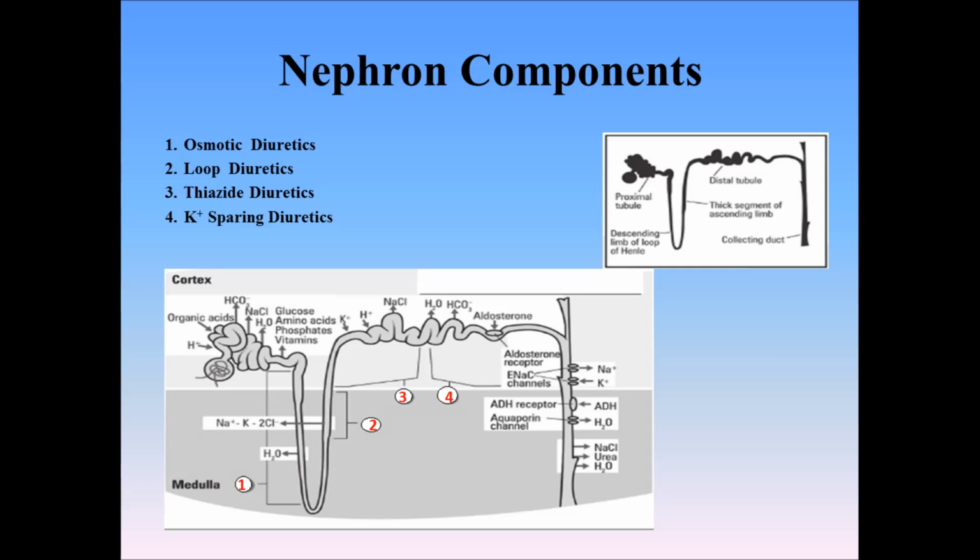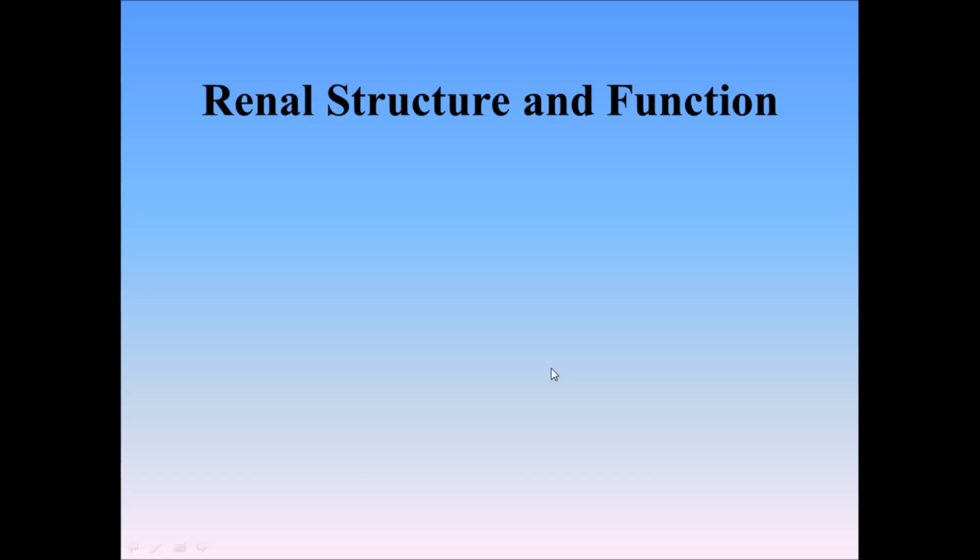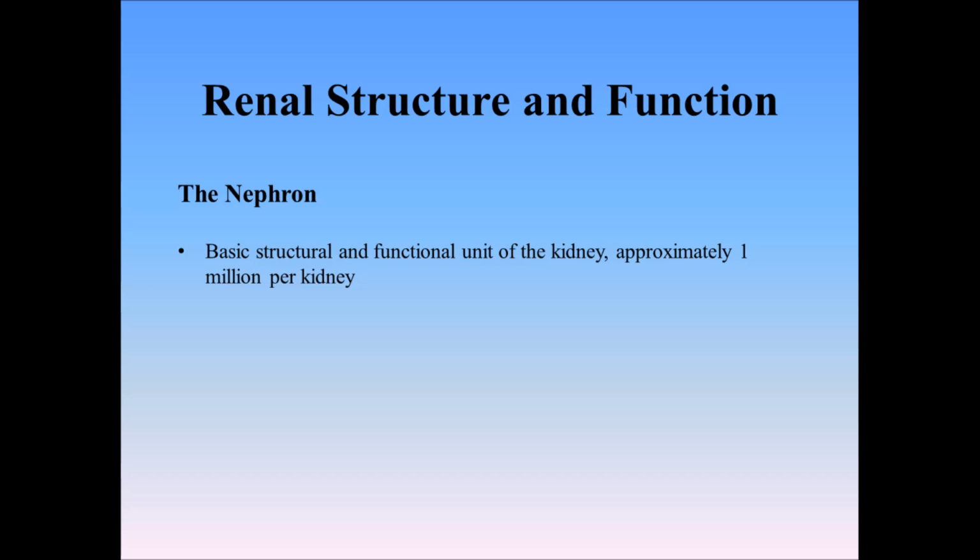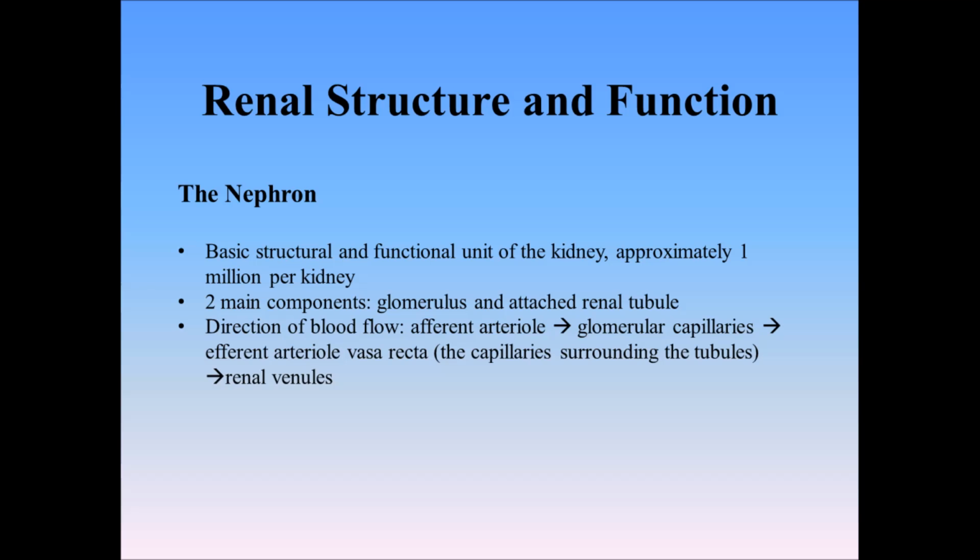Now let's take a look at the renal structure and function in the next slide from another view. As we said earlier, nephrons are the basic functional units of the kidney, and there are 1 million nephrons per kidney. Two major components of nephron are glomerulus and attached tubule, which by default is divided into 4 segments based on the major physiologic functions that we discussed earlier in detail.